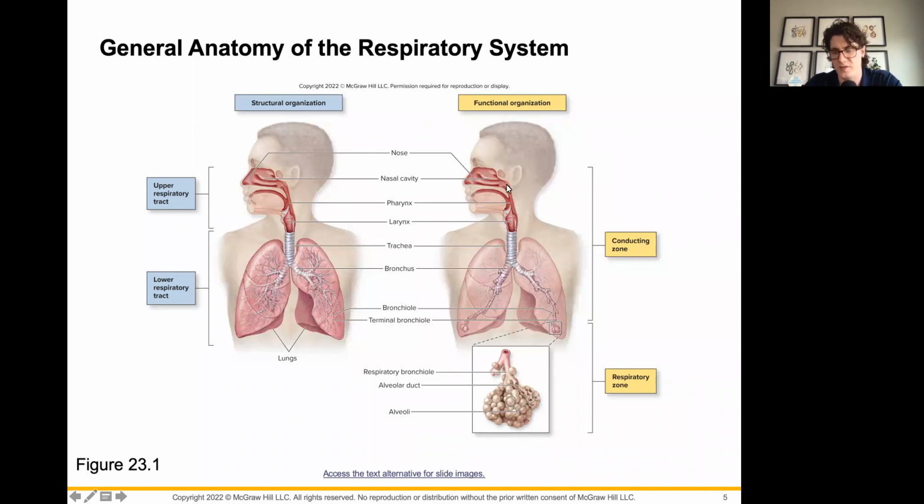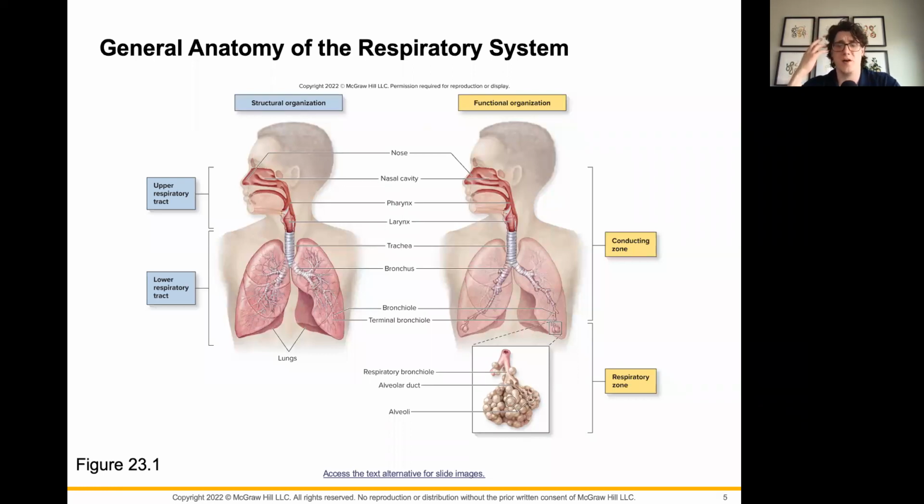Now, as those air molecules come down here, some of them are going to fall onto the back of the tongue so that we can start to taste them. They're also going to pass our uvula, which is this little bag right here. It hangs down at the back of our throat. So we're able to trap all of these odor molecules.